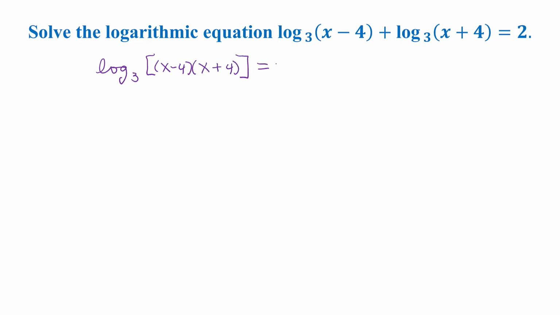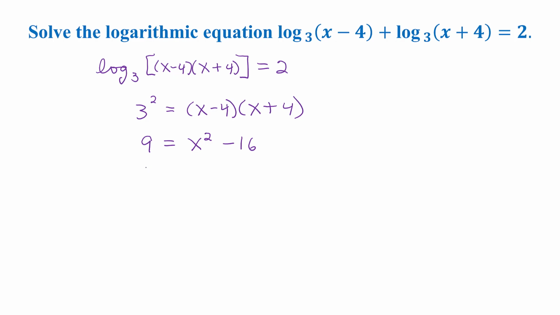And then on the right side, there's still just the number 2 there. And we can change forms here. If you remember how to change forms from logarithmic into exponential, we're going to have 3 raised to the power of 2 equals x minus 4 times x plus 4. I'll go ahead and expand the right side, so we have 9 equals x squared plus 4x minus 4x, and then minus 16.